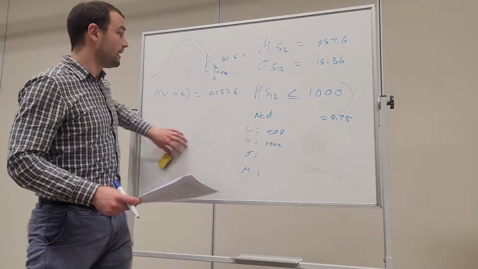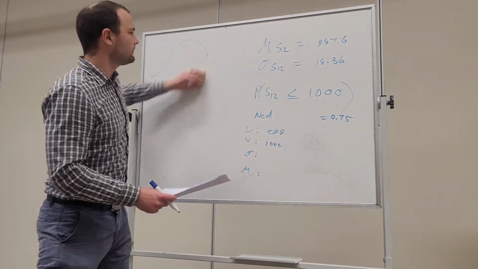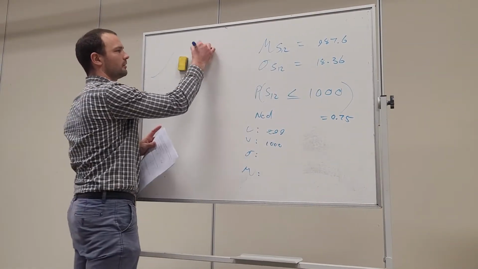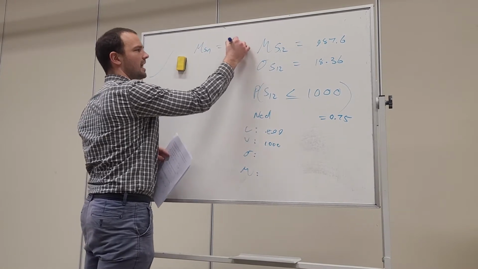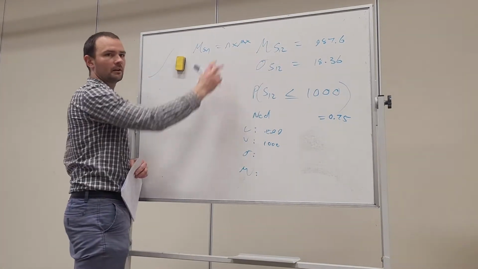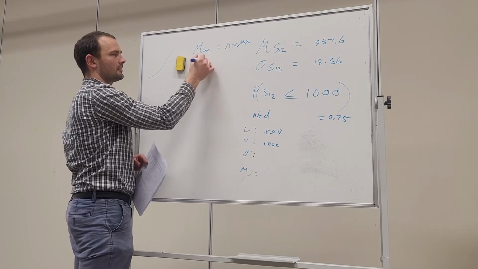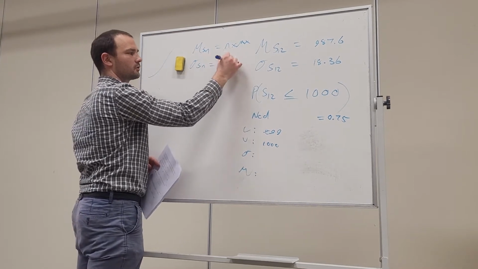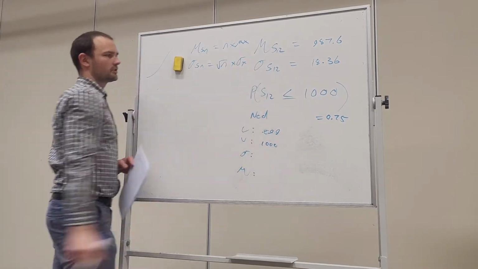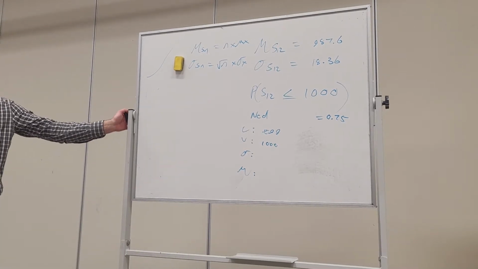Sorry, did you just go over the mean and the standard deviation, please? How'd you get them? Yeah, for sure. So mean of S12. You can think of it as the mean of Sn is equal to n times the mean of x. And the standard deviation of Sn is equal to the square root of n times the standard deviation of x. So that's how I'm generating both. Yeah, thank you.